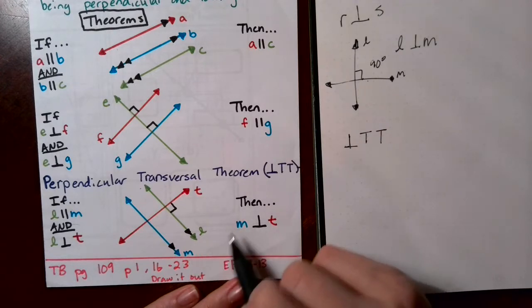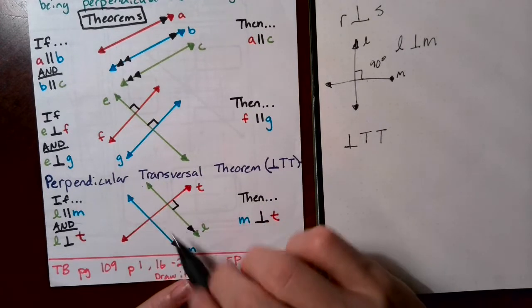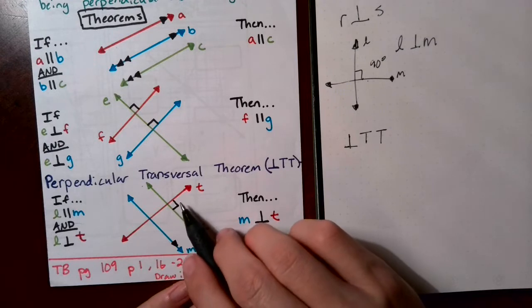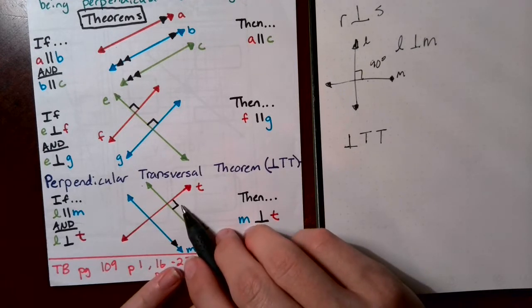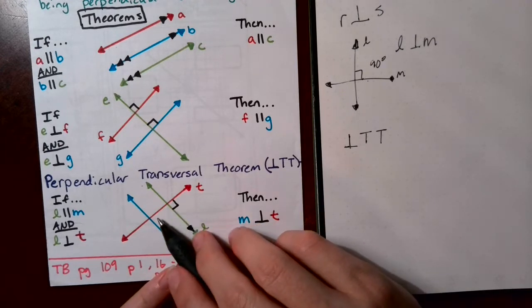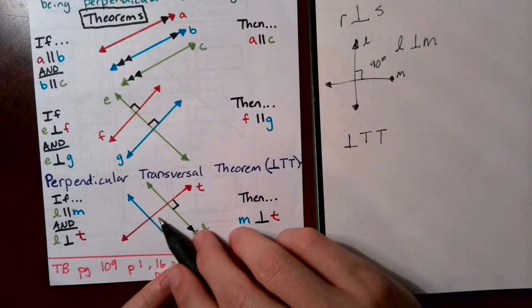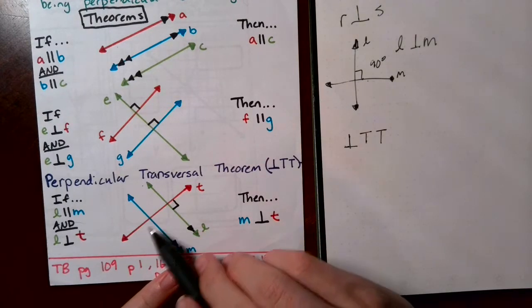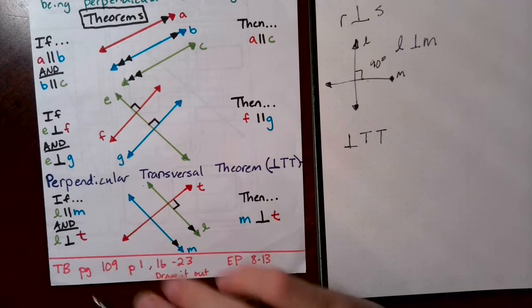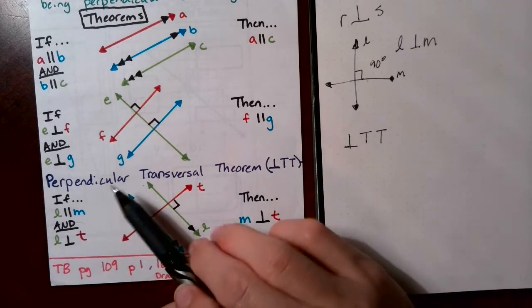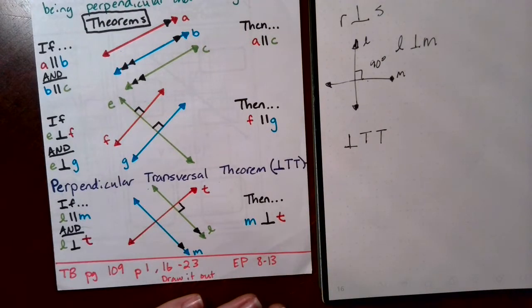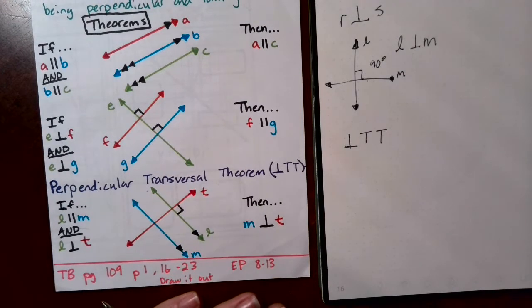The reason why this is true works out that same way. If the lines are parallel, then we know corresponding angles are congruent. So if this angle is 90, the corresponding angle must be 90, making those two lines perpendicular. So that's how the perpendicular transversal theorem works. We call that one by its actual name when we use it, which is important to know.